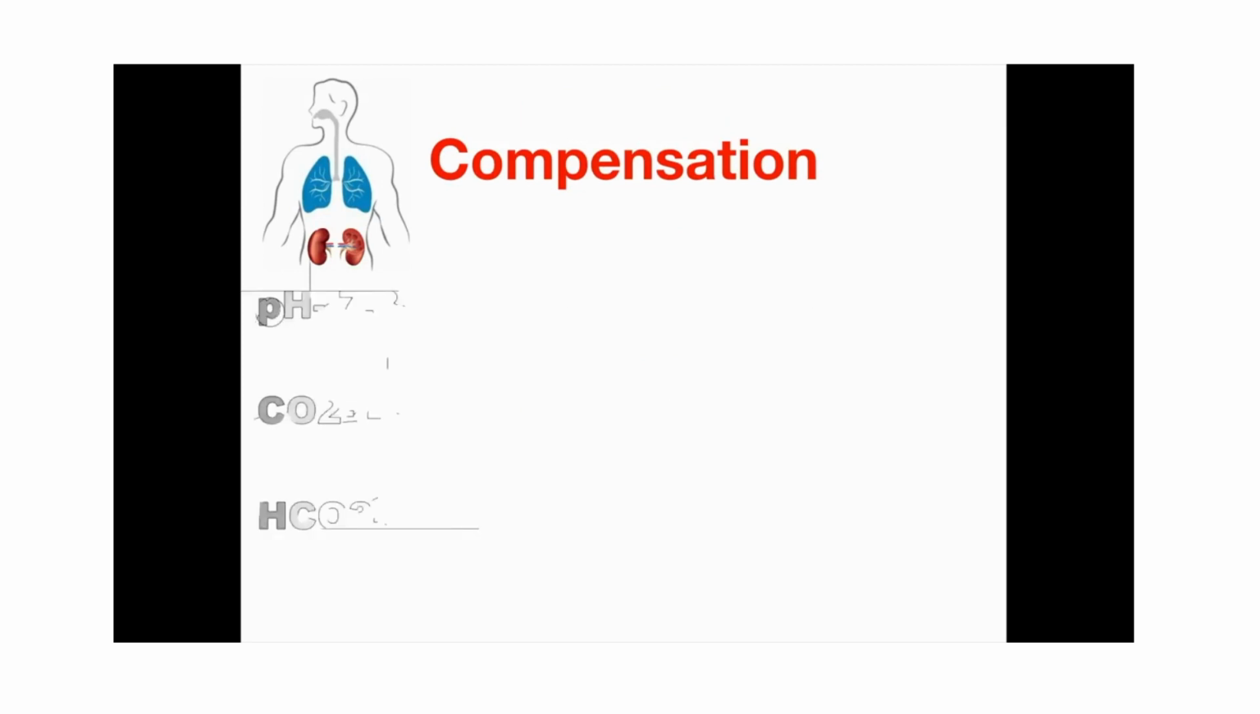Now let's try this problem right here. Our pH is 7.35, CO2 is 49, bicarb is 30. We have a normal pH. We have an elevated CO2, which could indicate acidosis, but at the same time, we have an elevated bicarbonate, which could indicate alkalosis. How do we read this one?